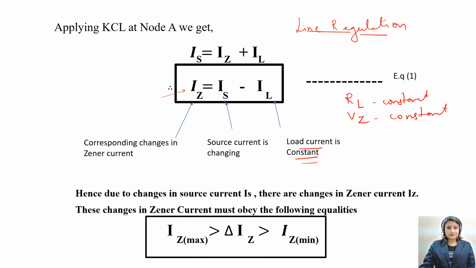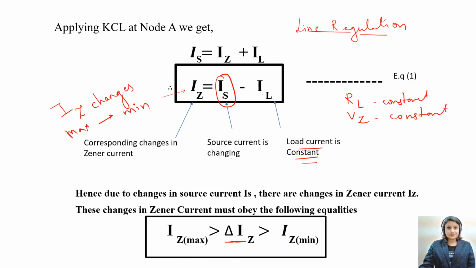Here, there are fluctuations in the supply. That means IS is changing, your source current is changing. Since the source current is changing, there are corresponding changes in your Zener diode, right? So my Zener diode current IZ will also change. It may go to some maximum value and it may come to some minimum value depending upon the fluctuations in IS.